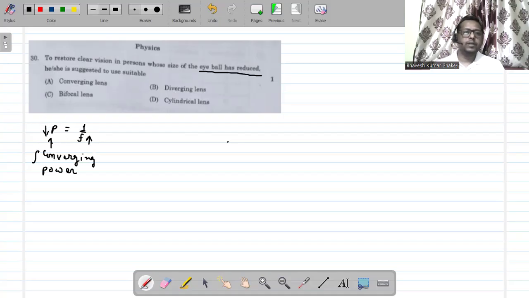Now we need to increase this converging power. To increase the converging power, which lens do we need to use? As you know very well, it is the convex lens. So the answer to this question is converging lens.